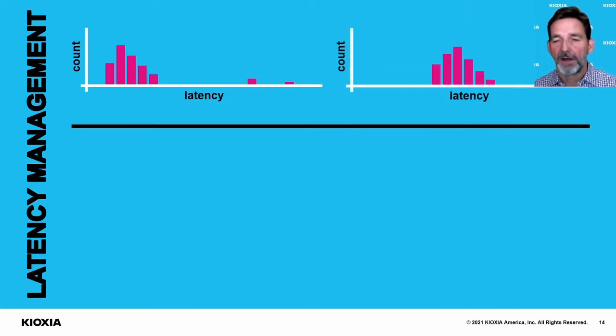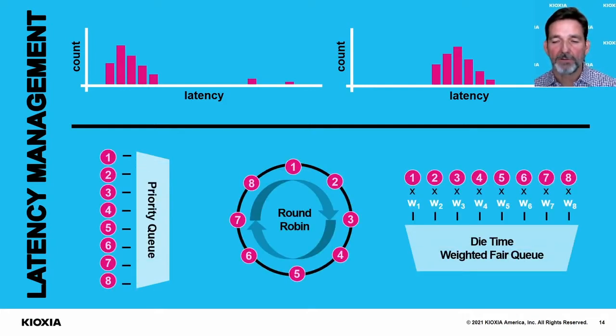SEF can control I/O latency at scale. One size does not fit all for workload latencies. Some demand a quick response and can tolerate a few outliers. Other workloads require an optimal average latency that can't tolerate outliers. SEF technology has some queuing knobs that give you better control over latency outcomes. These knobs include priority queuing, round robin, and a configurable die time weighted fair queuing.